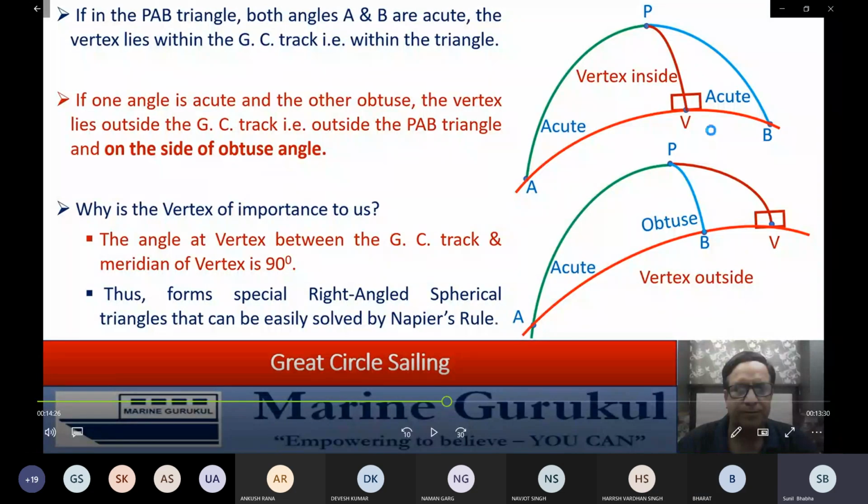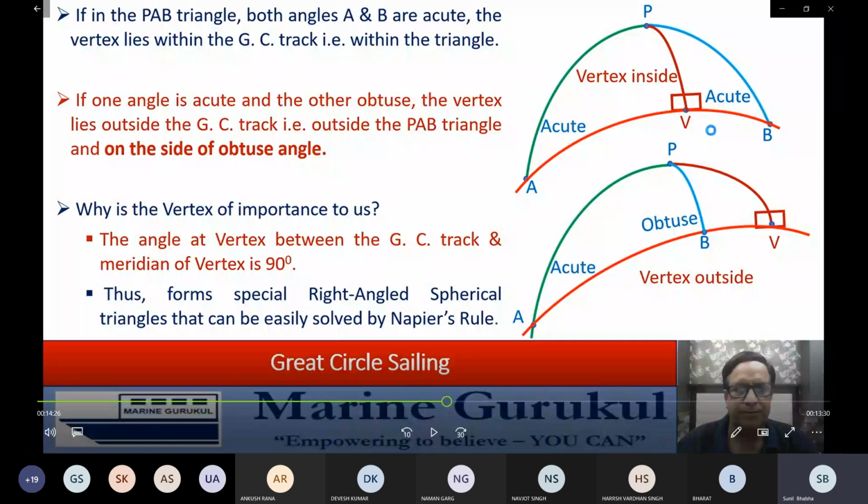So beta, this was the last thing we did to find out whether the vertex lies inside the PAB triangle or outside. हमने check किया angle A and angle B. If both the angles are acute angles, means less than 90, the vertex lies inside the triangle. If any one of those two angles is obtuse angle, that is greater than 90, the vertex lies outside and on the side of the obtuse angle.